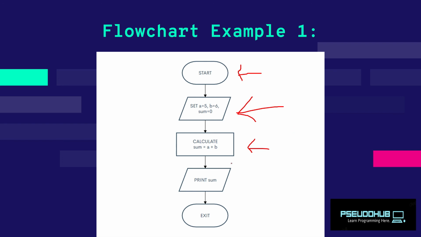And then, once we get the sum, we output the result. So, as you can see, a parallelogram again. And then you have exit. Take note of the arrows, the flow of the program. Okay, so much for that.